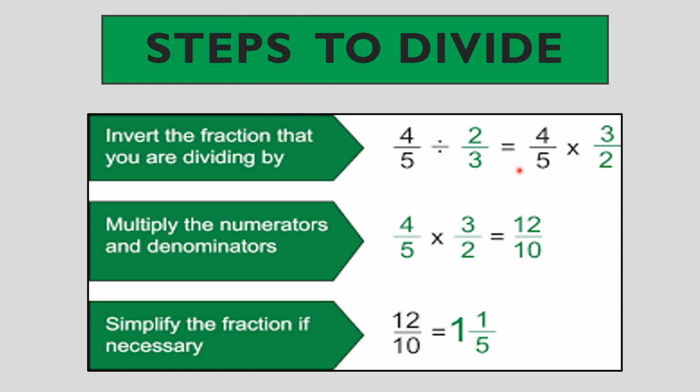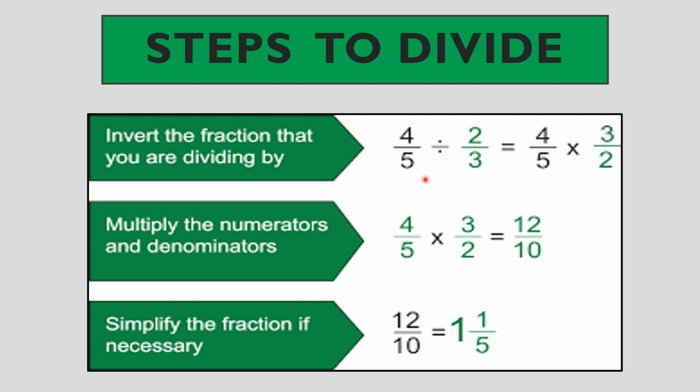Now let us see the steps to divide. How to divide unlike fractions. Suppose you have this example, 4 by 5 divided by 2 by 3. Now this is the dividend. The number which you divide is the dividend and the number by which you are dividing is the divisor. So 2 by 3 is the divisor.